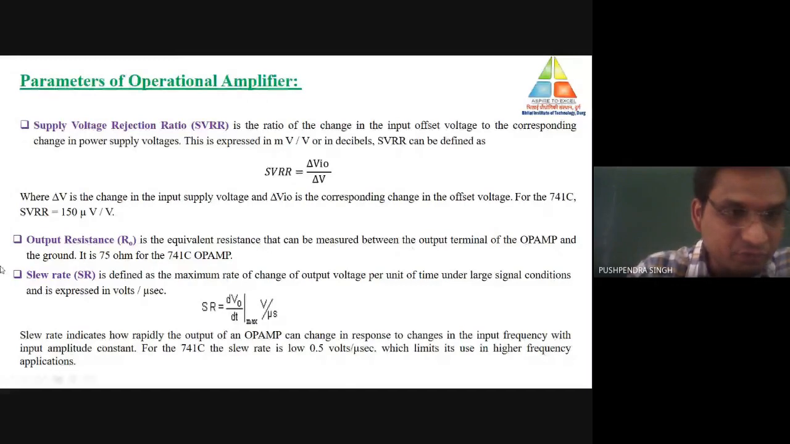Then slew rate, one of the important parameters of an op-amp. Slew rate is the maximum rate of change of output with respect to time. It is denoted as dV0 by dt, max. So that is basically the maximum change in output with respect to time. In the case of IC 741, its value is 0.5 volts per microsecond. Its unit is volts per microsecond.